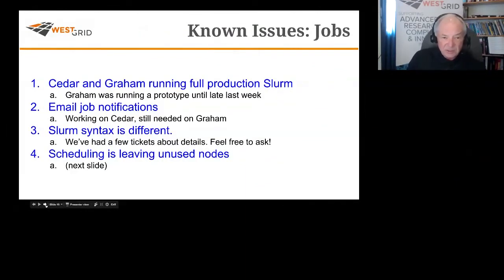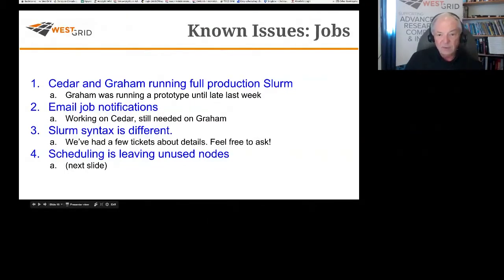Jobs themselves, there's not too much to say here. Both Cedar and Graham are running a full production Slurm, and Slurm is the job scheduler system. That is different from the Moab and Torque systems that we've been using on WestGrid systems up till now. Slurm has the great advantage of being an open source free version, but it does pretty much everything, so we were happy to move to Slurm. Graham was running a prototype until late last week, but at the moment both Cedar and Graham are running a full Slurm system, and that's the system within which we've put the RAC 2017 priorities.